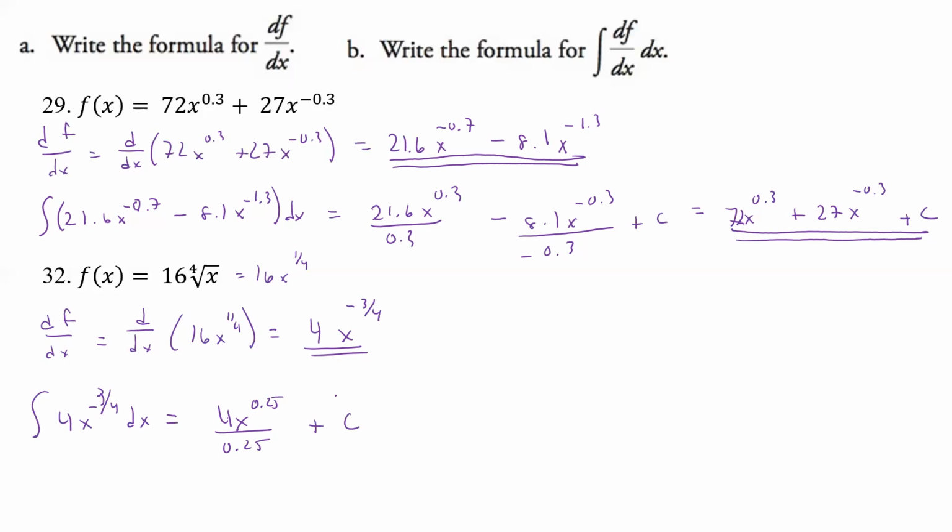Now 4 divided by 0.25 better be 16. And so I'll have 16x to the 1/4 plus c, which is what we started with, except for that plus c, which is our constant of integration. Okay, all right, so let's stop there and we'll come back for more.